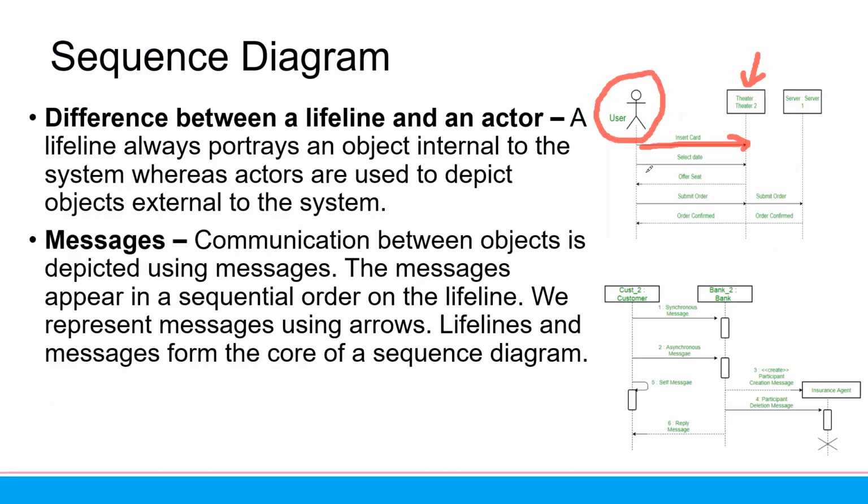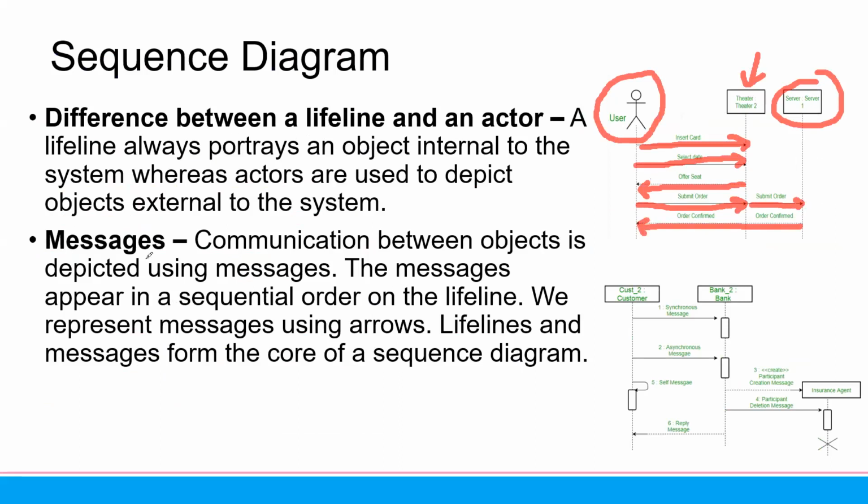After the user inserts the card, we can see the next sequence is to select the date. And then if you already inserted the card and already selected the date, it will show you the seats, what are the available seats. And then we can submit the order to this kiosk, and this kiosk will submit the order to the server or to the database. And after everything goes well, the order will be confirmed and it will give maybe a kind of receipt to the user. So this kind of sequence, we need to make it one by one.